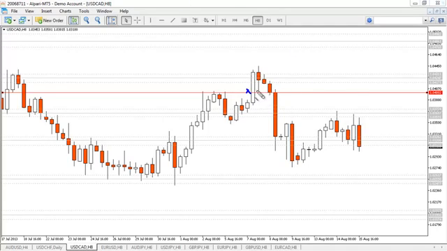So this was a pretty good entry level based on price action. But money management wise, you couldn't use this entry because your stop loss would have to be way too big. So this is another example where you would use a retrace to enter this trade.